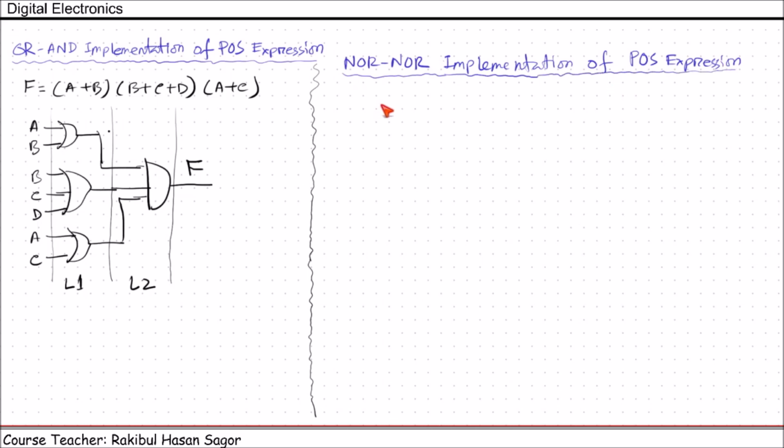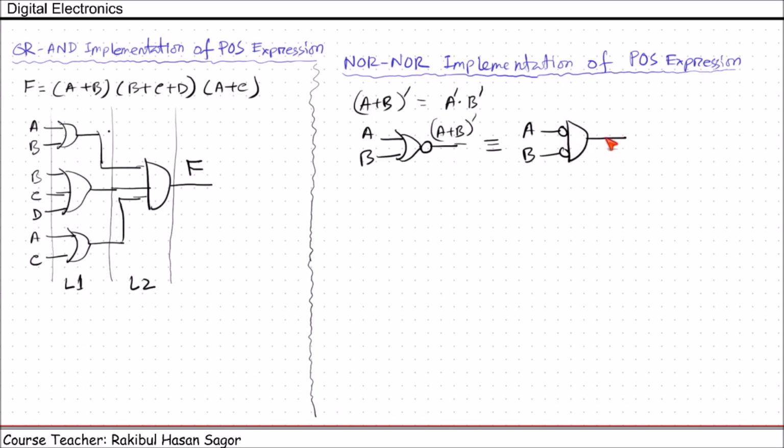POS expression. Again, from De Morgan's theorem, we know (A + B)' can be written in this fashion, A' · B'. Using the gate implementation, we can write A + B, and this bubble will give us whole prime. This is (A + B)'. This gate and the gate here, we have A here, B here. First of all, they will be inverted to A', B', and they will be ANDed. We will get A'B' here. They have equivalent output.